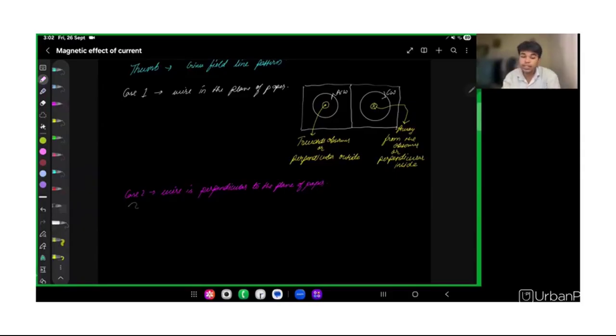In this case, what happens? The wire is like this. And if it is anti-clockwise, that is, the current is moving like this, then only if the observer is looking from this side will it be anti-clockwise. If the observer is looking from this side, it will turn clockwise. So the observer's direction is very important. Then this will be the direction of the magnetic field. Hence, this will be north, and this will be south, towards the observer.